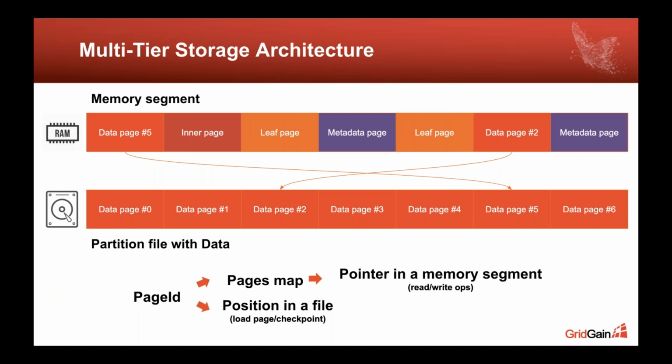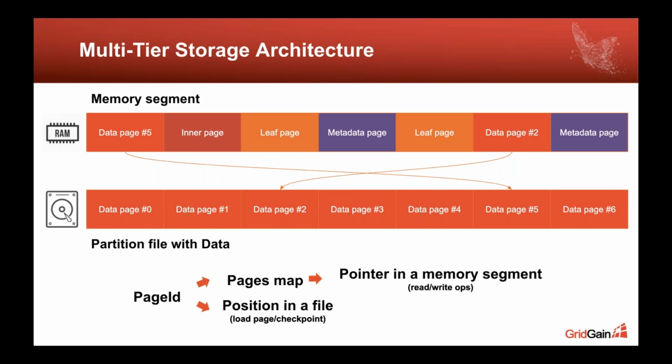Then native persistence is enabled. The disk layer appears here. So now each page in a memory segment is a copy of the same page on a disk. All write and read operations still happen in memory. The only difference now is that a page is loaded from a disk on first access, and after modifications, all modifications flush back to the disk during the checkpoint process.